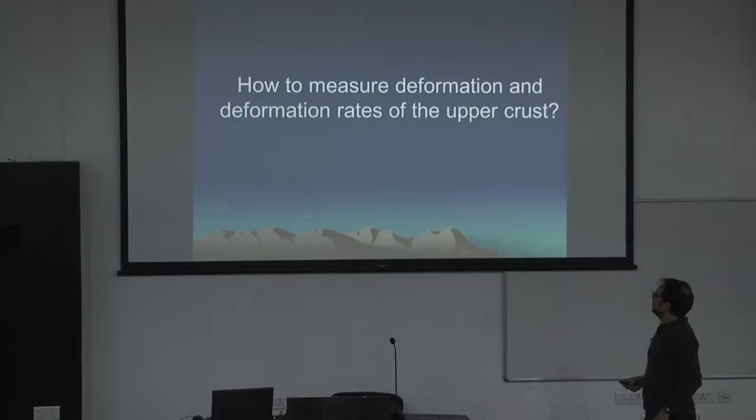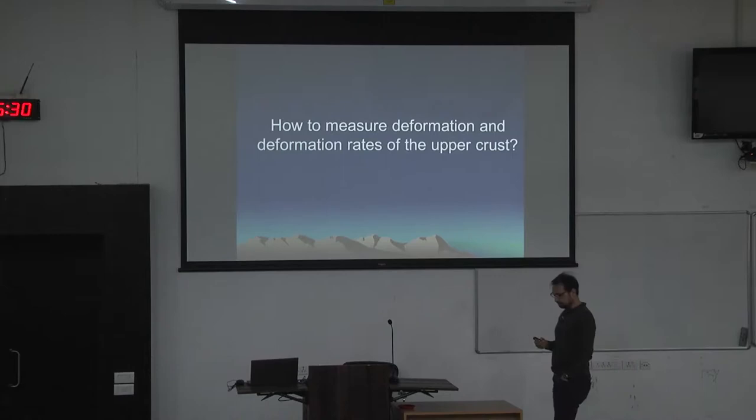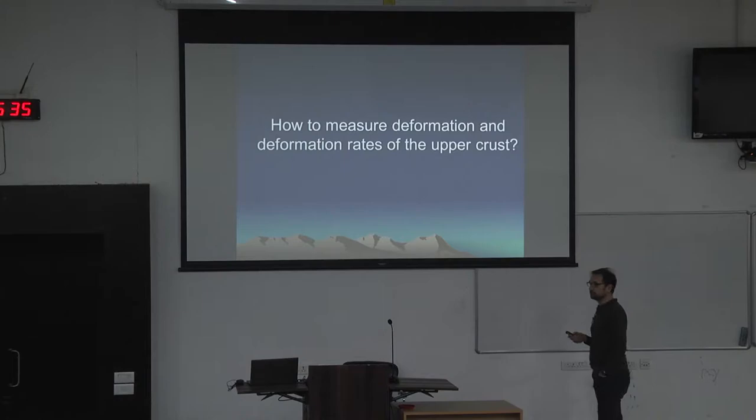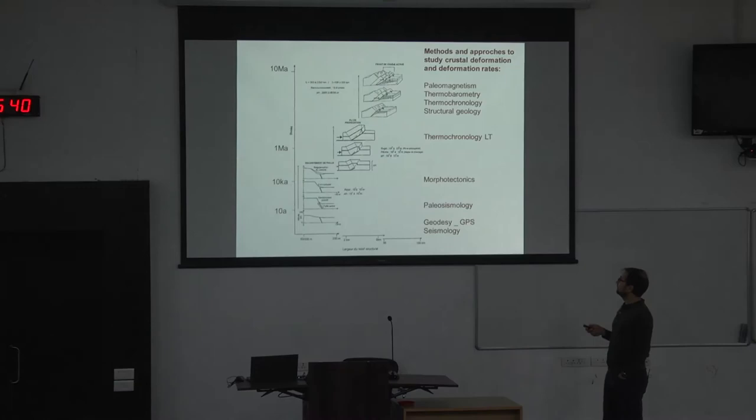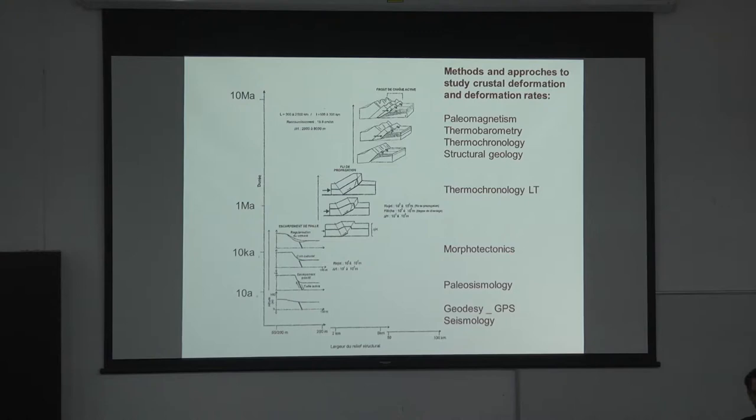So the question is how we can deduce the deformation rate of the upper crust just by measuring deformation of a surface object like geomorphic markers. We have several approaches when we are interested in documenting the deformation, and it depends at which time scale you are interested to work.